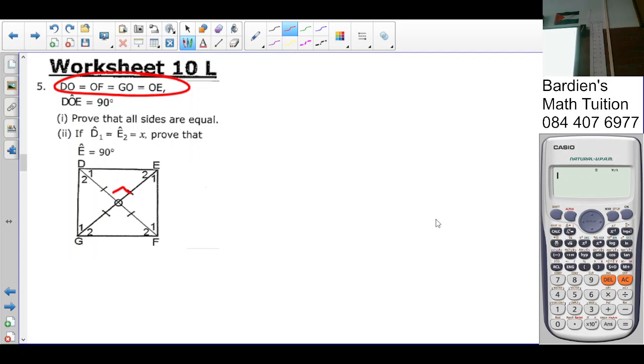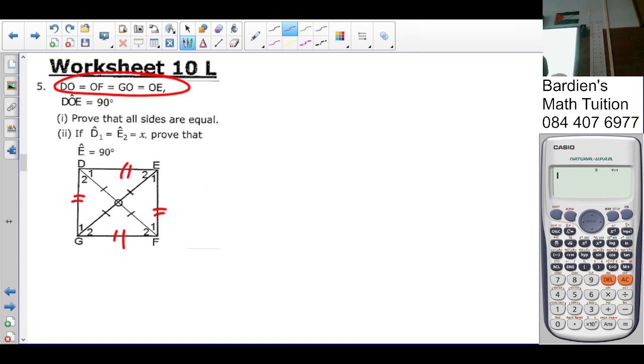So what you can do is prove congruency. I would go with congruency. I would prove congruency in this triangle here and that triangle. Then you prove congruency in that triangle there and that triangle there. And you prove congruency here and there. That means all the triangles will be congruent. So if all the triangles are equal, in turn, all the sides will be equal as well.